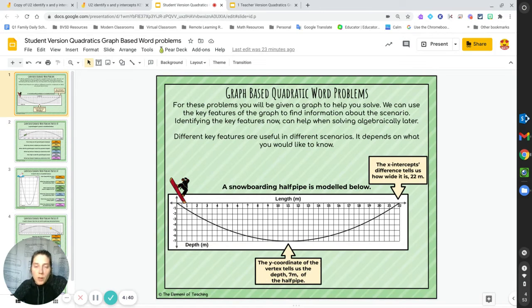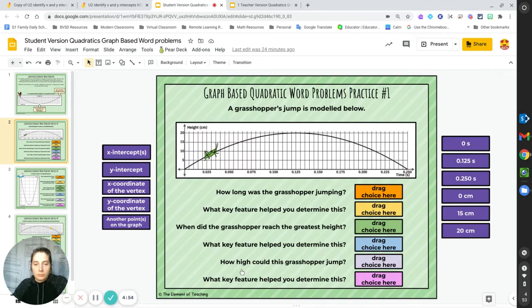We are going to do one example together, and then there will be 3 problems for you to do on your own or in a group. We're going to be looking at these key features of the graph to find out information about each scenario.